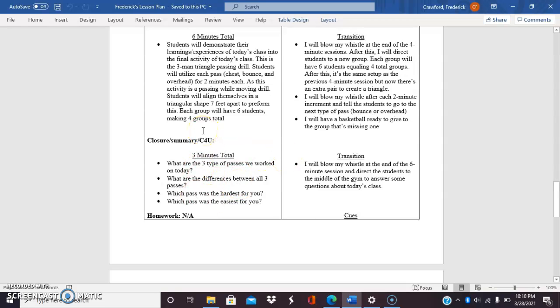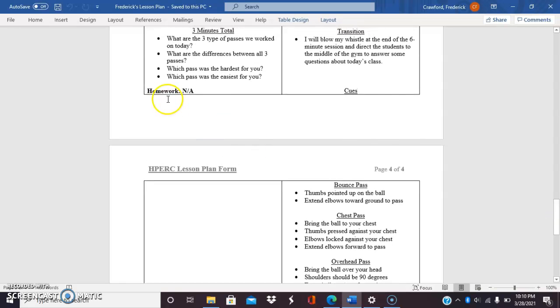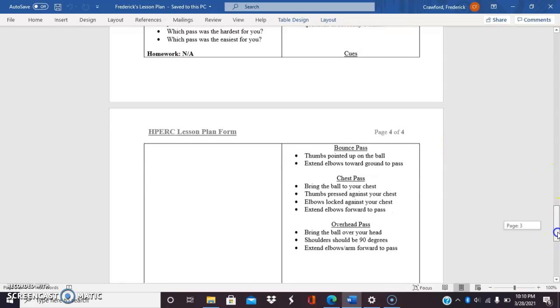What are the 3 types of passes we worked on today? What are the differences between all 3 passes? Which pass was the hardest for you? Which pass was the easiest for you? Just getting them to talk about the language and seeing how class went. Homework: I will not assign any homework for the specific day.